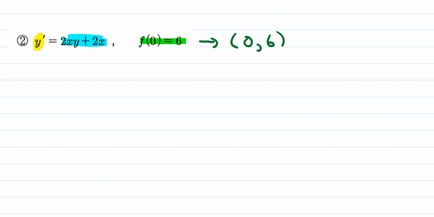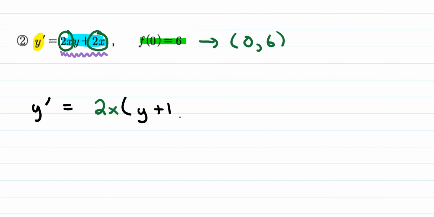Let's take a look at the right-hand side of the problem here. So I have y prime equals 2xy plus 2x. On the right-hand side, I can factor out a 2x to start. That's my greatest common factor. So let's factor out the 2x. If I do that, I get y plus 1.